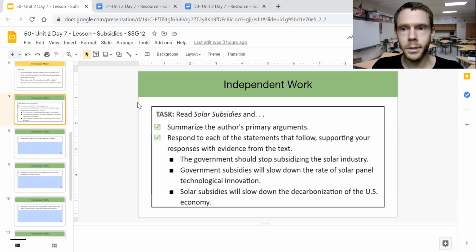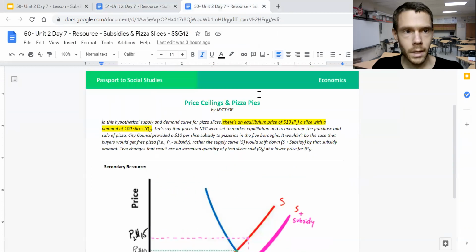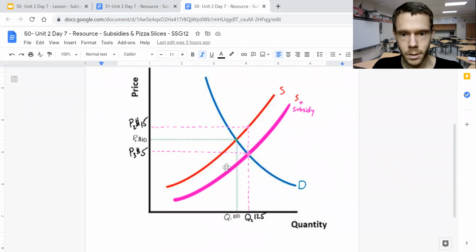Just as a quick refresher, and you can get a more detailed explanation in video 1 of this series, is this resource from day 7, Subsidies and Pizza Slices, from our Passport to Social Studies curriculum. I just want to briefly go over the information in this supply and demand curve. Note the price is on the y-axis, and the quantity being demanded or supplied is on the x-axis. The original supply under free market conditions is labeled S. The new supply curve, or S1, reflecting the subsidy, is plotted to the right.